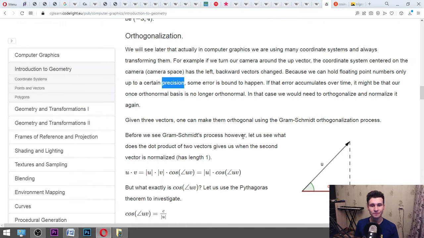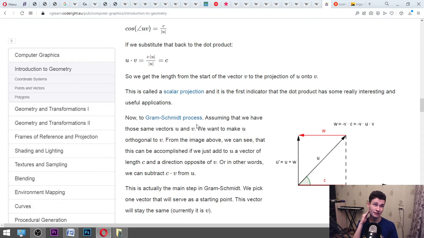Okay. And cosine, Jesus, a little bit of hurting of my left trigeminal nerve. I hope that everything will be fine.